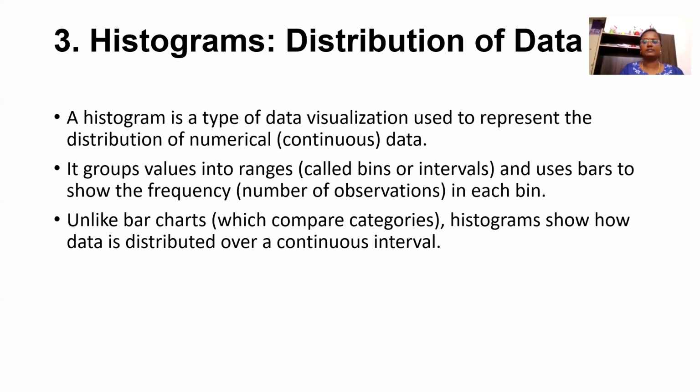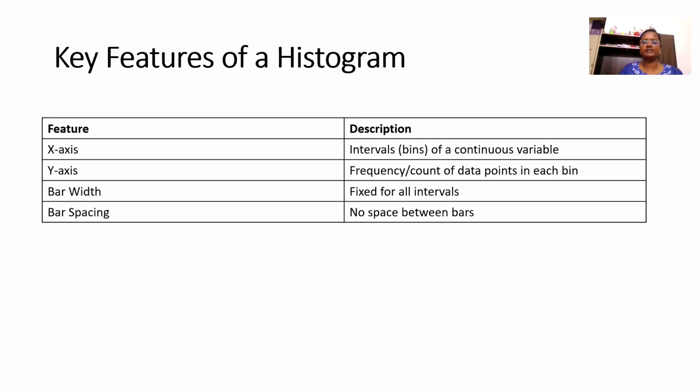The third thing is the histogram. A histogram shows the distribution of data. It is a type of data visualization used to represent the distribution of numerical values using bins. It groups the values into particular ranges called bins or intervals and uses bars to show the frequency in each bin. So unlike bar charts, histograms show how data is distributed over a continuous interval.